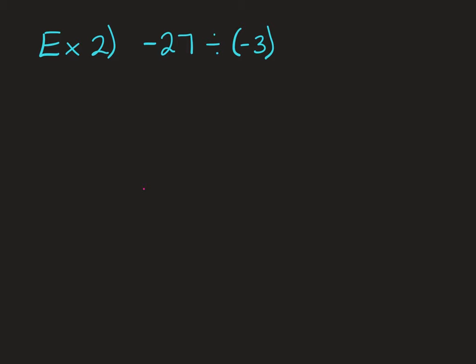Example 2, we have negative 27 divided by negative 3. We could approach this by thinking of a multiplication problem that we could use to figure out what's missing. We could say negative 3 times something equals negative 27. So I think through my multiplication facts for a moment, and I think, what times 3 is 27? And I remember that that's 9.